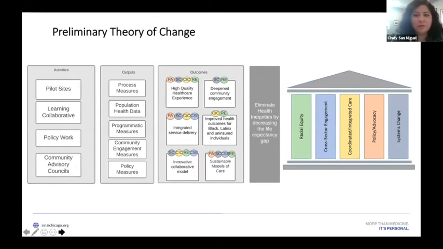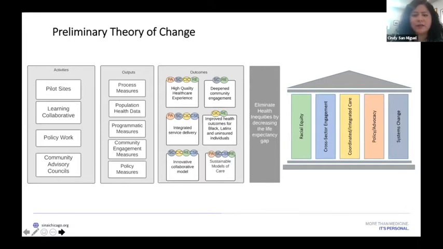I mean, these folks have been working tirelessly over the last several months, from hiring new staff to adjusting workflows to designing spaces within community-based organizations to creating BAAs with different specialists that work in various hospitals. So there's a lot of work that's happening there. So I just want to make sure that I call out their work. And so we have tied those activities to outputs, process measures, population health data, programmatic measures, community engagement measures, and policy measures. And then we're tying those to outcomes.